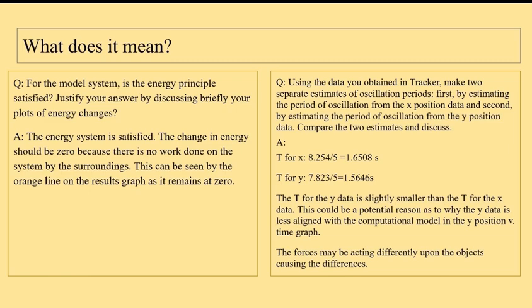So the T obtained for X was approximately 1.65 seconds, and the T obtained for Y was approximately 1.56 seconds. The T for the Y data is slightly smaller than the T for the X data, and this could be a potential reason as to why the Y data is less in line with the computational model in the Y position versus time graph. The forces may be acting differently upon the objects, causing the differences.